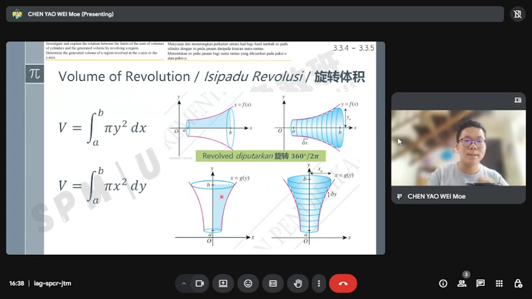So this is how the concept is going on. If this means our volume of revolution from a to b, it is pi x squared dy, because the curve is here. When we rotate 360 degrees, here also we get the curve. So this is how the equation goes.